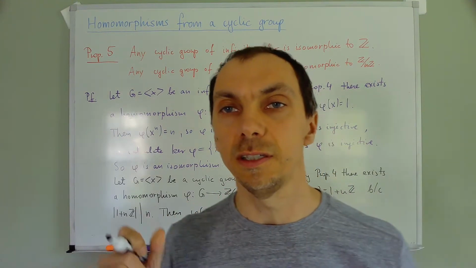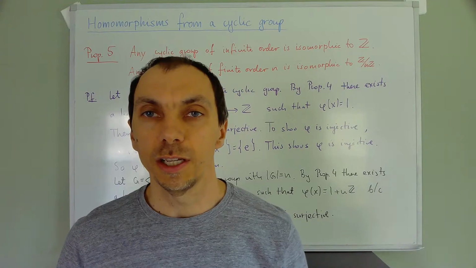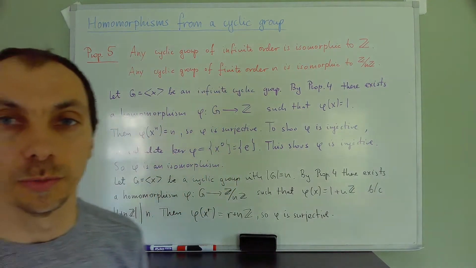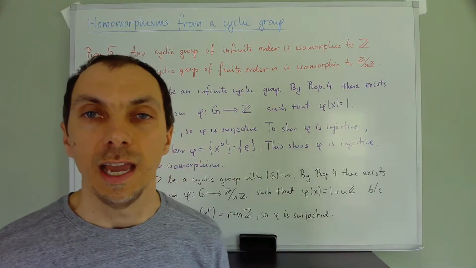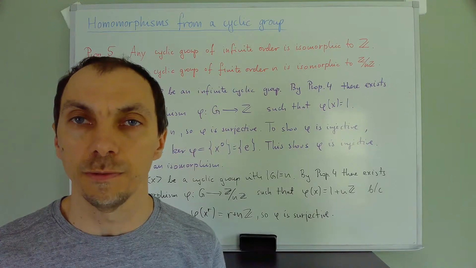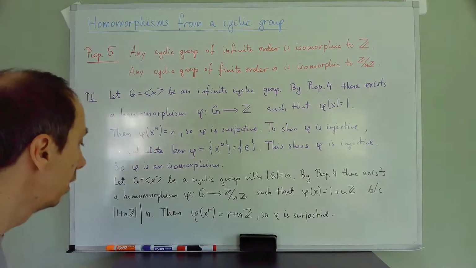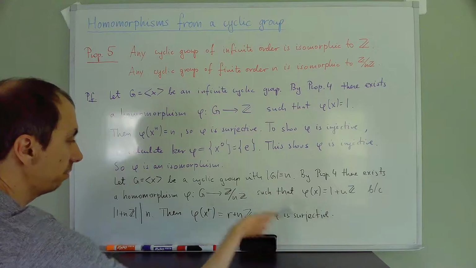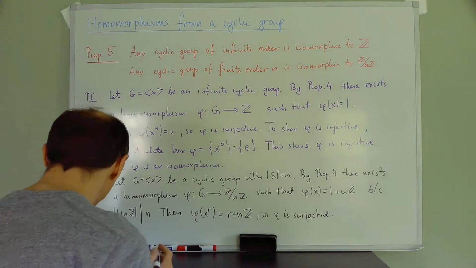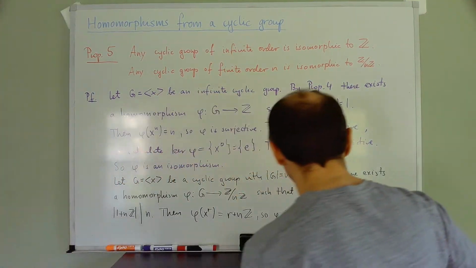These are kinds of the easy things. The hard things in constructing maps from finite groups or finite cyclic groups is actually showing they're well defined. And this is done for us by proposition 4. The hard work is in the proof of proposition 4 to show that the map is well defined. To show that it's surjective, easy. So now we need to show injectivity. So again, we're going to compute the kernel.